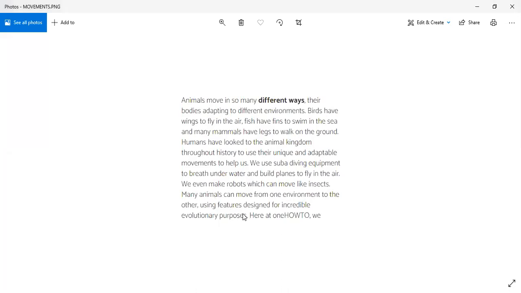Now wait here. Now what it means, animals can move from one environment to the other, which I gave you the example. Like some animals are found in a particular season, another season the animal is not found. So they know how to adapt or adjust themselves according to the environment.